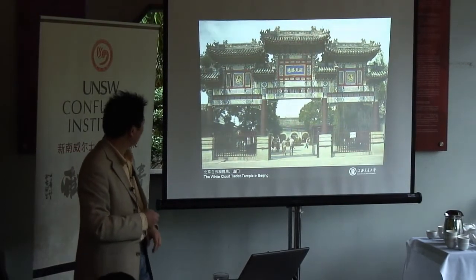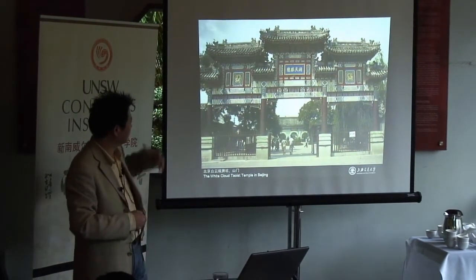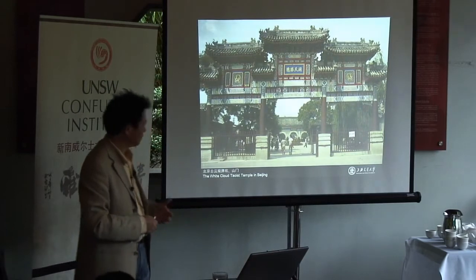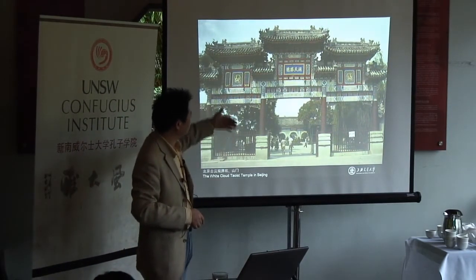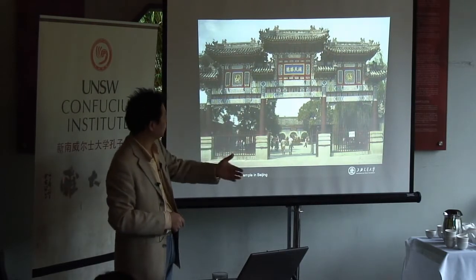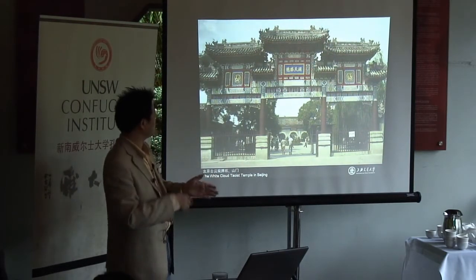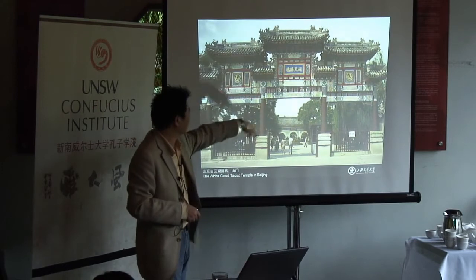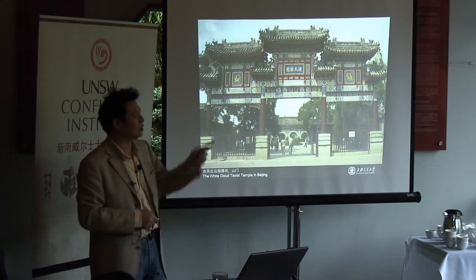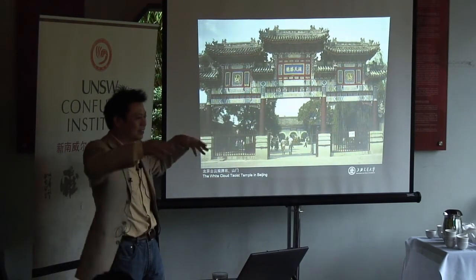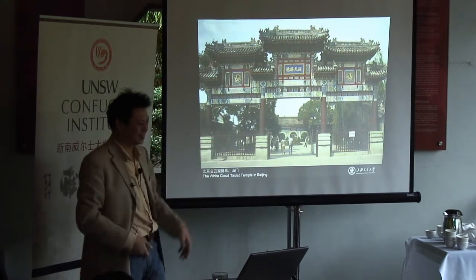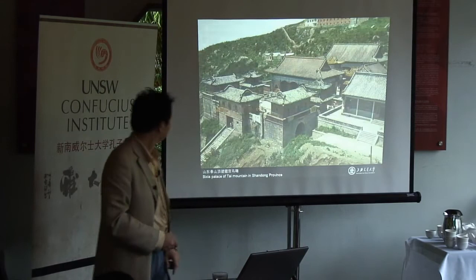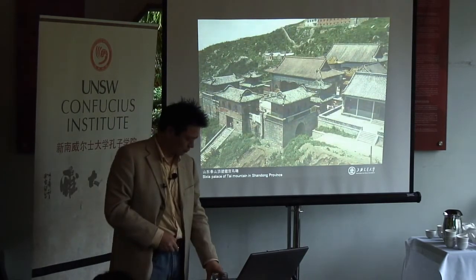Beijing, the gate of the, this is the ceremony gate. Usually it is located in front of the most important buildings. There is the ceremony gate. Actually, in Chinatown, on the east side of the street, there is a ceremony gate. Taishan.